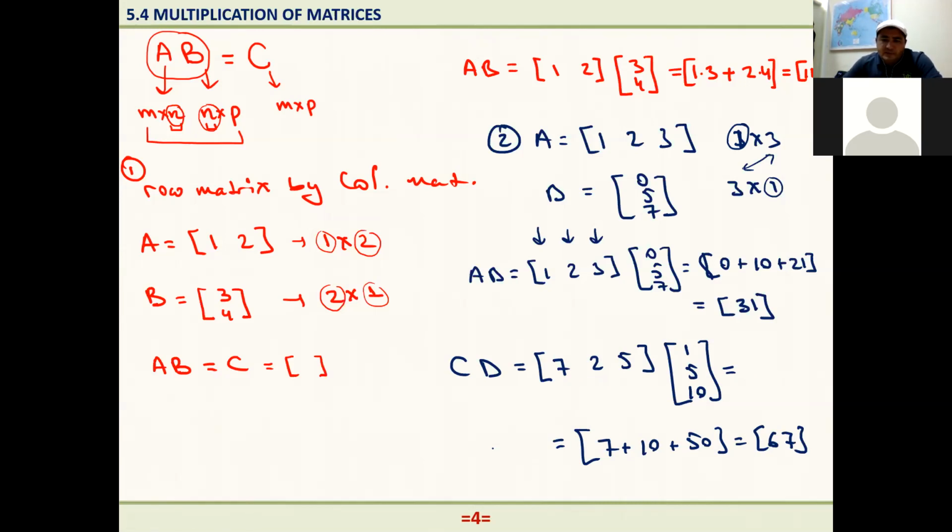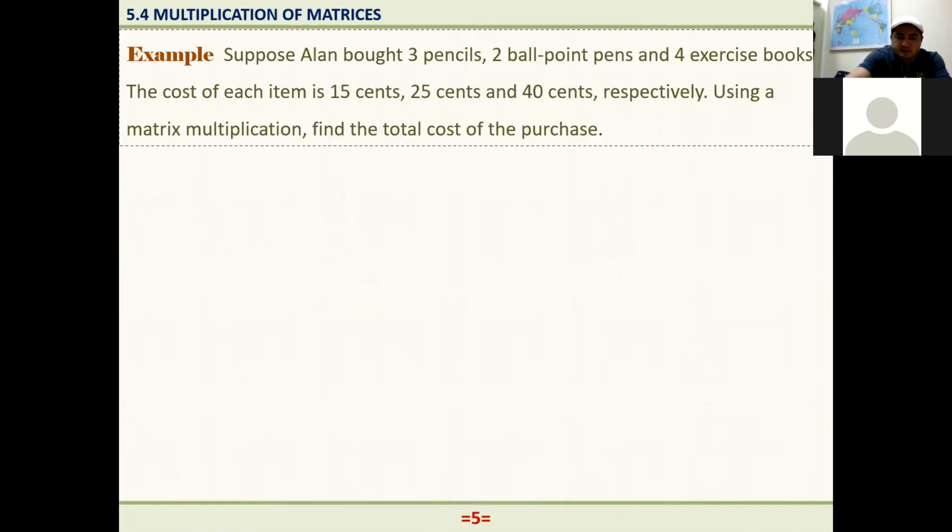Okay, it's clear, I think, simple, easy. And after this, you are not going to multiply the big matrices. Let's just do this example, and after that, we will see how to multiply any matrix by another matrix. Suppose Ellen bought 3 pencils, 2 ballpoint pens, and 4 exercise books. The cost of each item is 15 cents, 25 cents, and 40 cents respectively. Using matrix multiplication, find the total cost of the purchase.